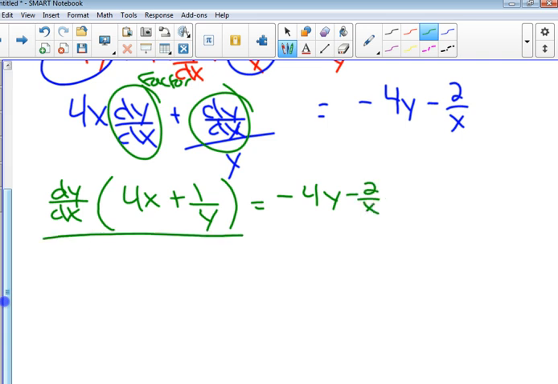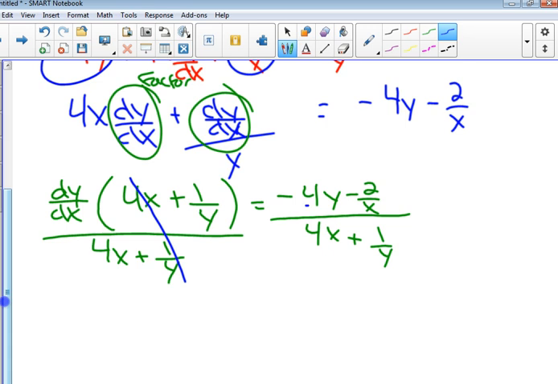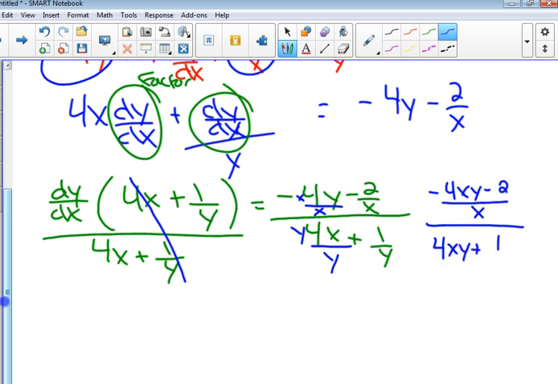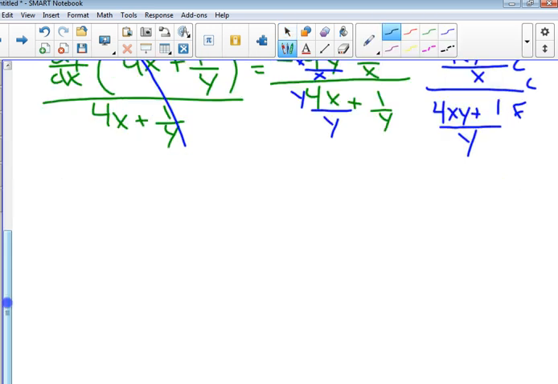And then to separate, we have to divide by this piece, 4x plus 1 over y. Now we don't want to leave it like this, so clean it up. Make this x over x, same thing like y over y. You don't want all these fractions over other fractions. Negative 4xy minus 2 over x, and then 4xy plus 1 over y. And then what did you guys have to do at the end? Copy and flip, good. When you copy and flip it, it should be nicer to deal with. At least you can get a single fraction on the top and bottom.